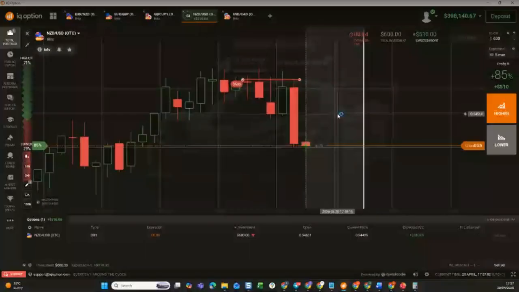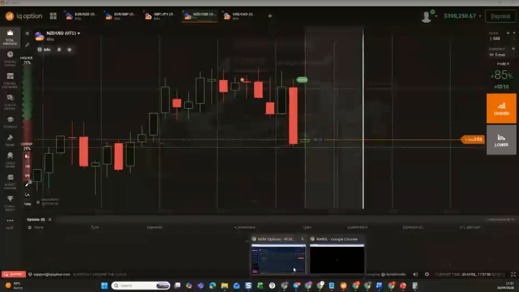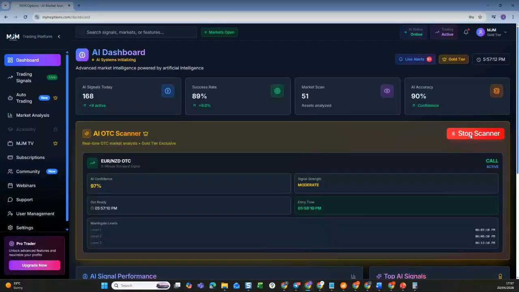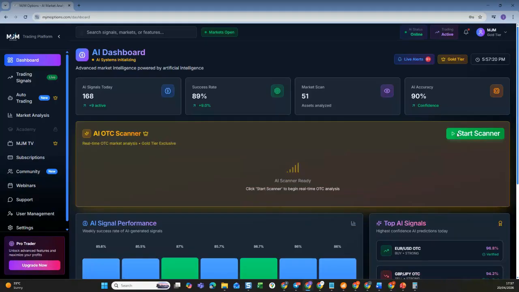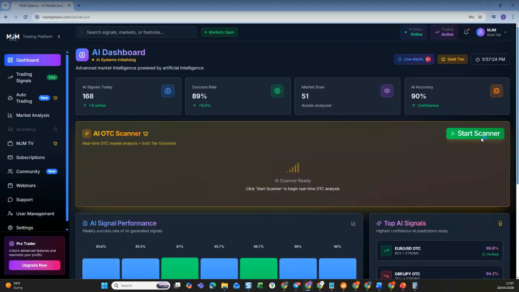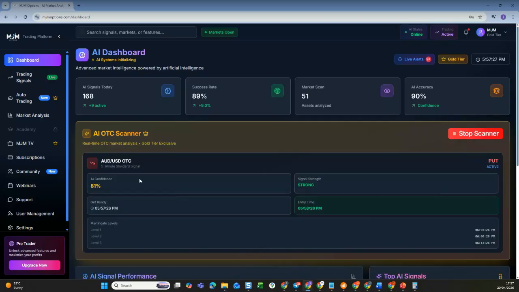So 3, 2, 1. We're going for the fourth signal on the live session now. 72 low, 97. As we said, AI confidence of 90 to 99 and signal strength of strong. That's what we're looking for. So AI confidence 90 to 99, no. 89, no. 88, no. 87, no. 81, no.